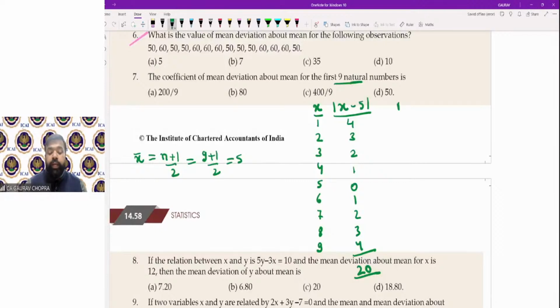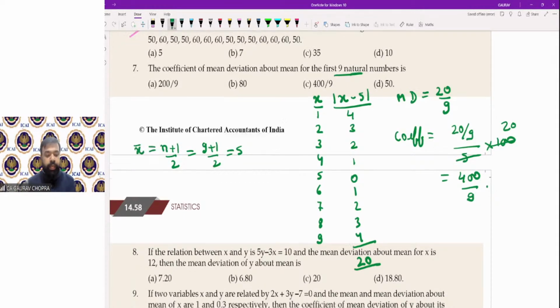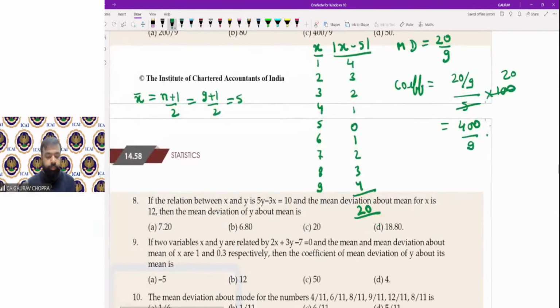Now you are finding 20 upon 9. And next is the coefficient mean deviation upon mean into 100. So you can cancel this and your result will be 400 upon 9. So this is the final answer. Okay. So in this way, you will get all your answers.